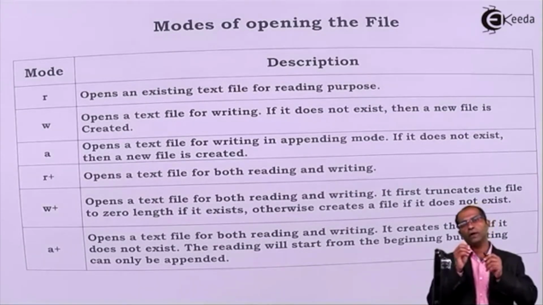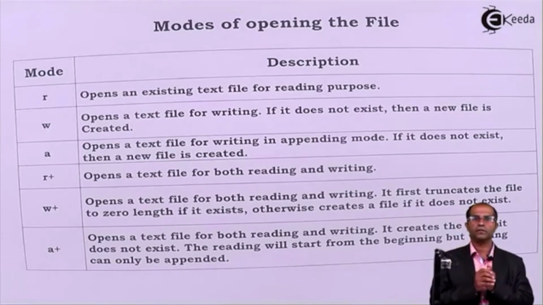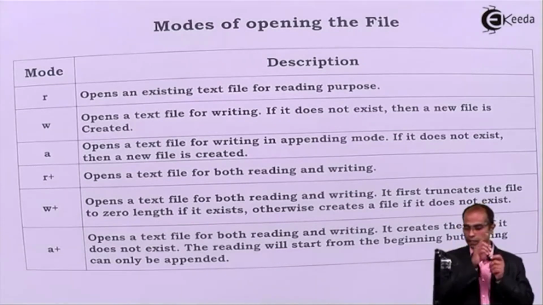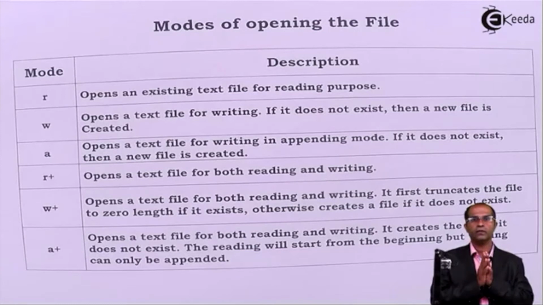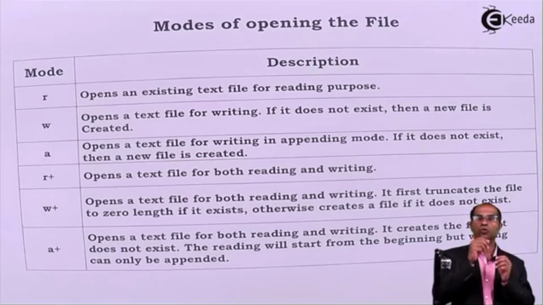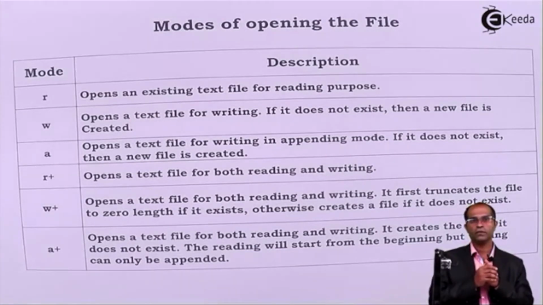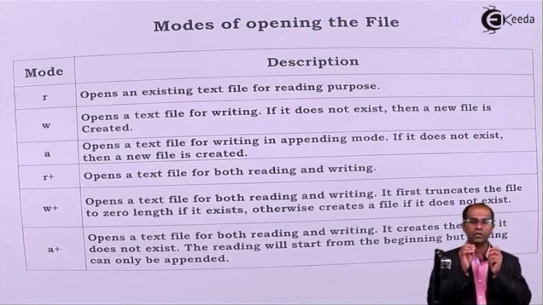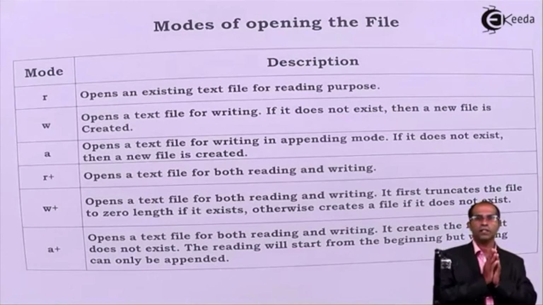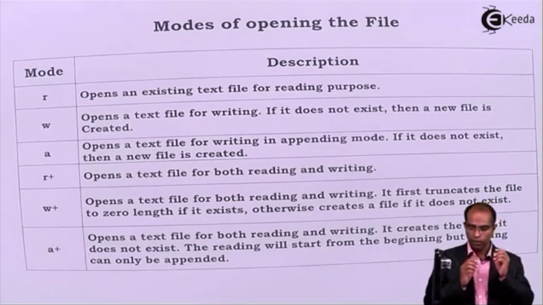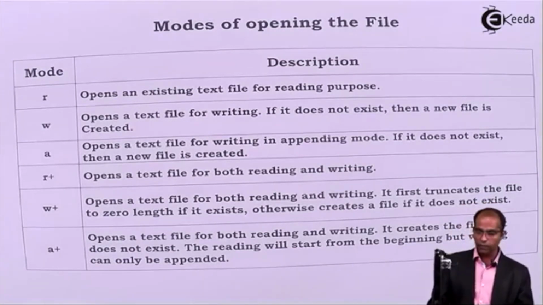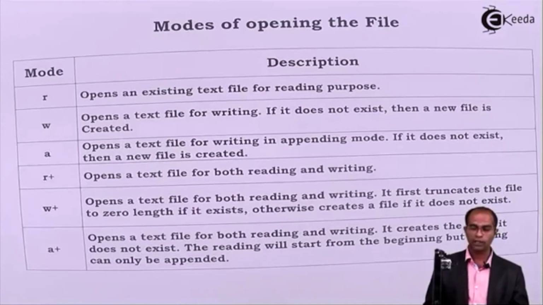What if this particular file already exists? Then in that case it will erase that particular file and then start overwriting onto that particular file itself. So make sure that when you are using the W mode, you are not overwriting someone else's content. You are trying to always create a file. So it opens a text file for writing. If it does not exist, then a new file is created. What if it exists? It will overwrite.